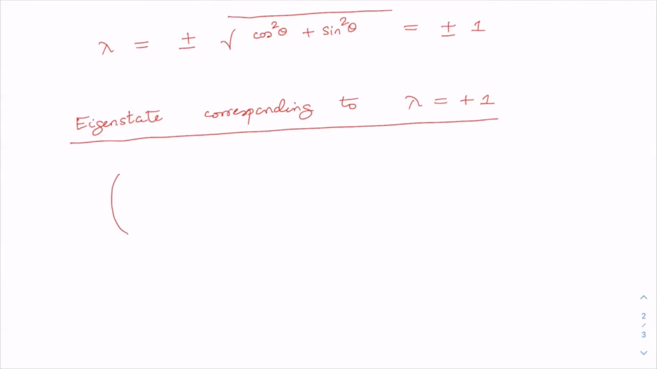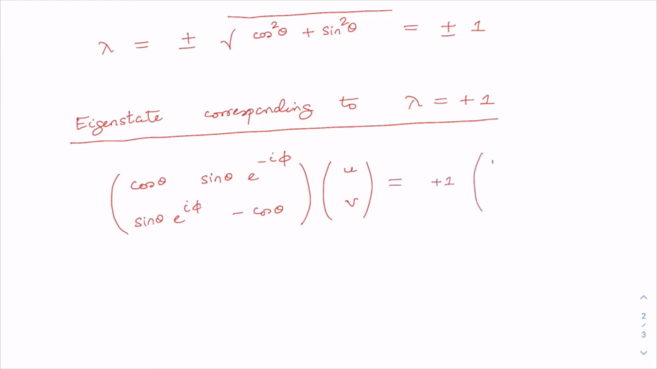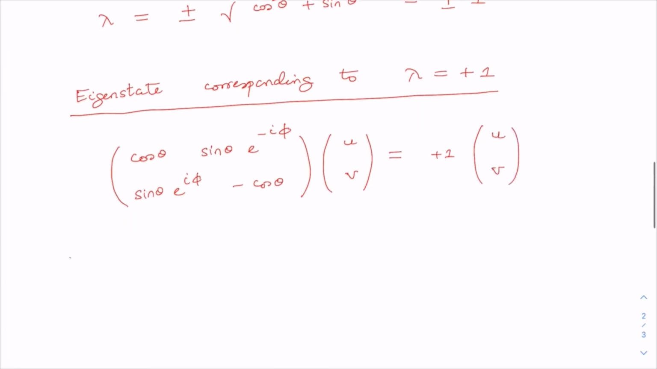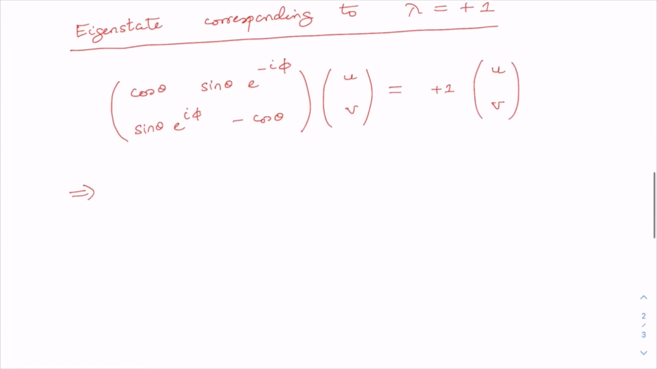Our matrix is cos theta, sin theta, sin theta e to the power i phi, and minus cos theta. Let me first write down the eigenvalue equation. Let me assume that the eigenstate is represented by this column vector (u, v), and the eigenvalue is plus 1. From here I can immediately get this equation.